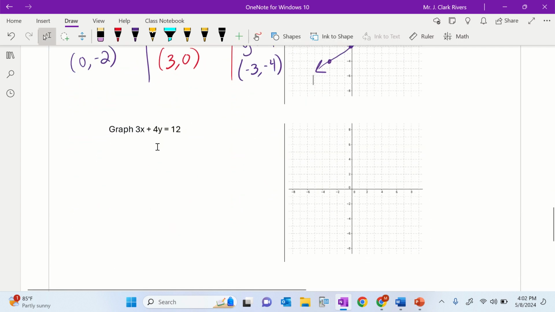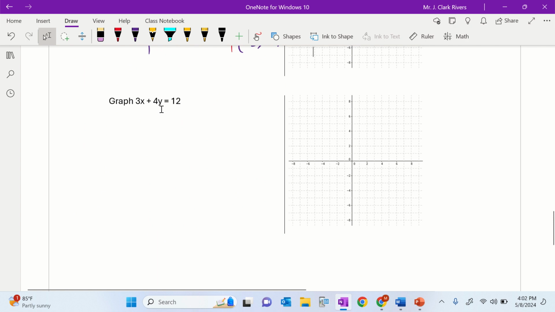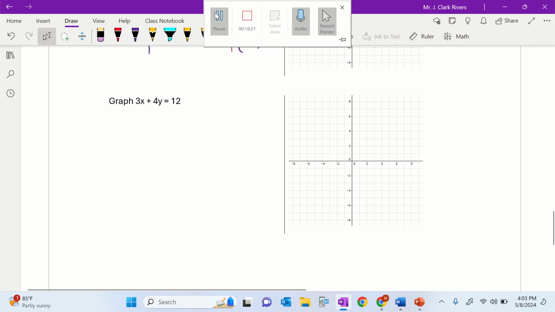Okay? I'm going to assume you know how to do this, and I'm just going to graph it really quick for you to show you how it looks. We do have to isolate y. So pause the video now, isolate y, and then unpause it and see what you got.